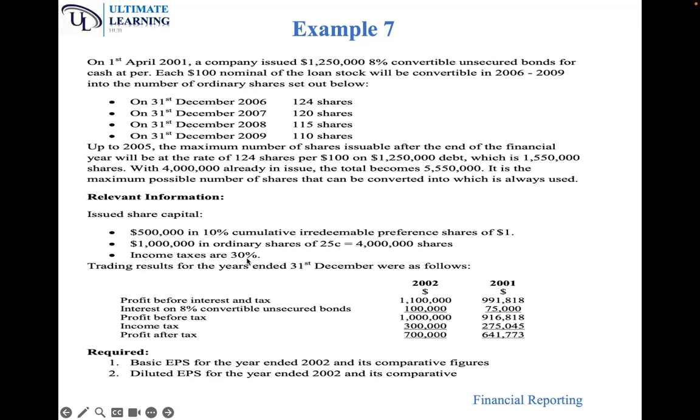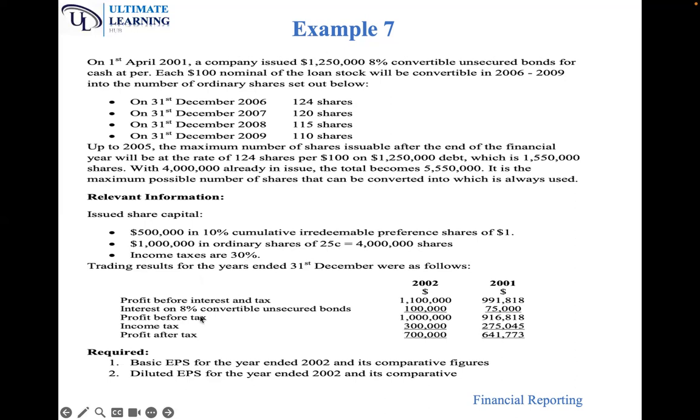So the income tax rate is 30%. The trading results for the year ended 31st December were as follows. Remember, the date was 1st April 2001. A company issued 1,250,000 loan, or the bond. For the year ended 31st December 2002, we've been given the profit before interest and tax.